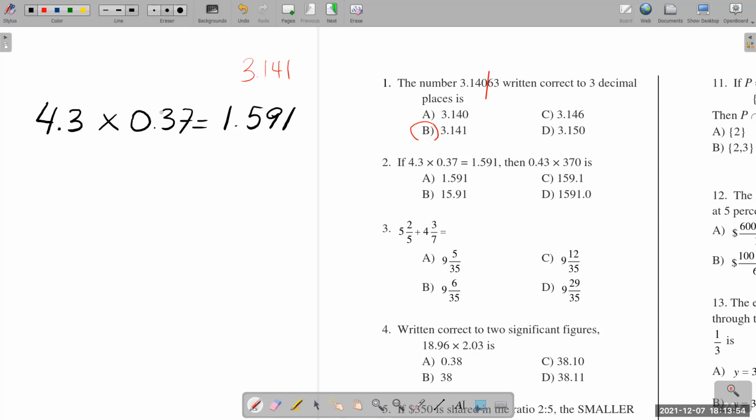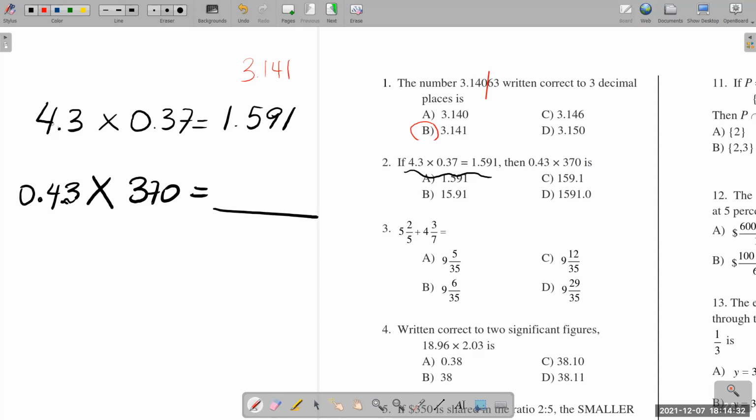Okay? What you realize here, that's the first equation that they gave us. The second equation is 0.43 times 370 is equal to something. So that's what we need to determine.